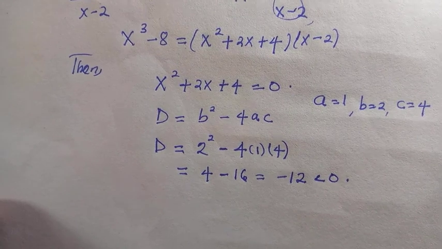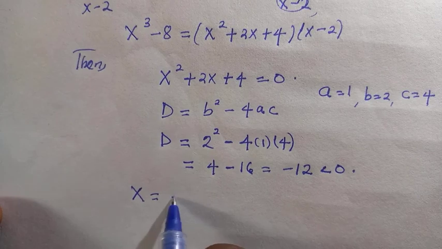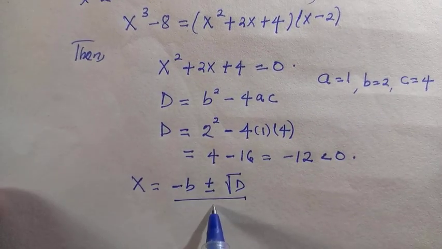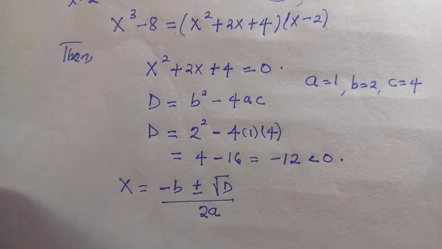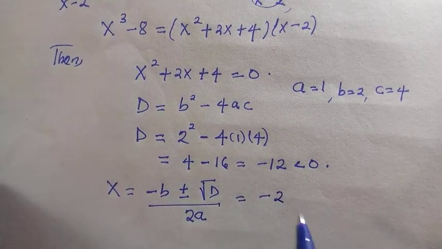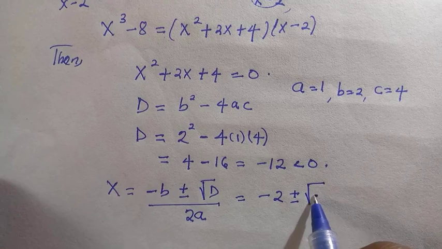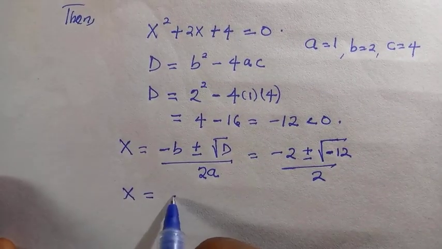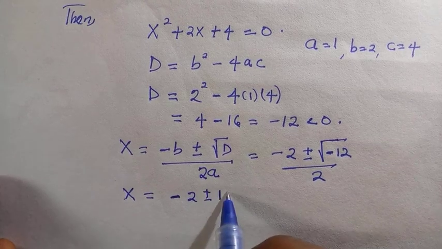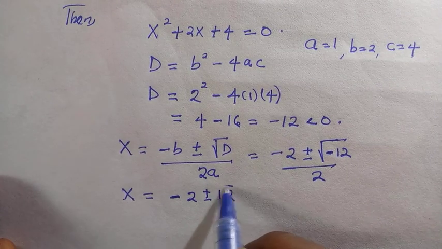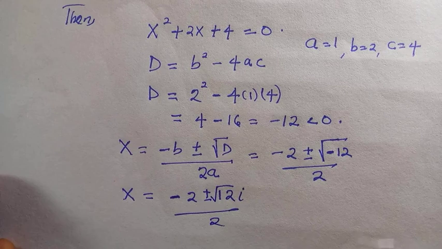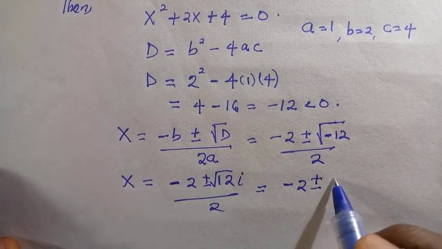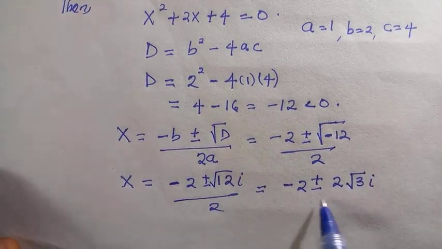So if it is imaginary and complex, we are going to get the complex roots from the quadratic formula, which is x equals minus b plus or minus the square root of d, the discriminant, divided by 2a. On getting this, we are going to substitute the values, which is minus 2 plus or minus the root of minus 12, divided by 2. You know that this root of minus 12 is a complex root, which can become the root of 12i. So we have minus 2 plus or minus the root of 12i, divided by 2. And this root 12 itself, we can break it down into minus 2 plus or minus 2 root 3i, divided by 2.